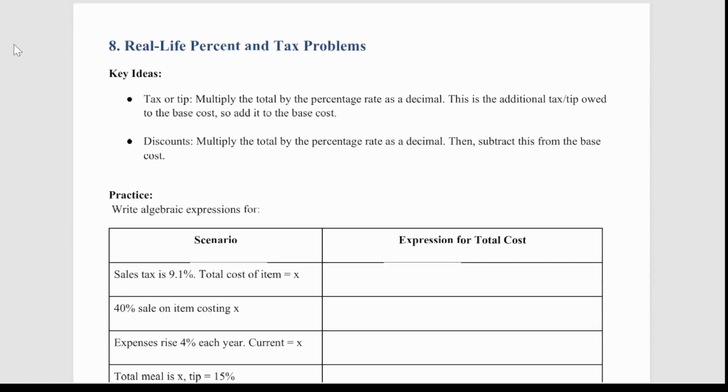Tax problems are also pretty common, and they require a strong understanding not only of how to translate algebraic expressions, but also how to work with decimals and percents. So there's a couple different ways to approach it. If you're going to be having a tax or a tip, the big key is you're going to want to add on that additional tax or tips owed to that base cost. Versus a discount, you're going to want to subtract that from.